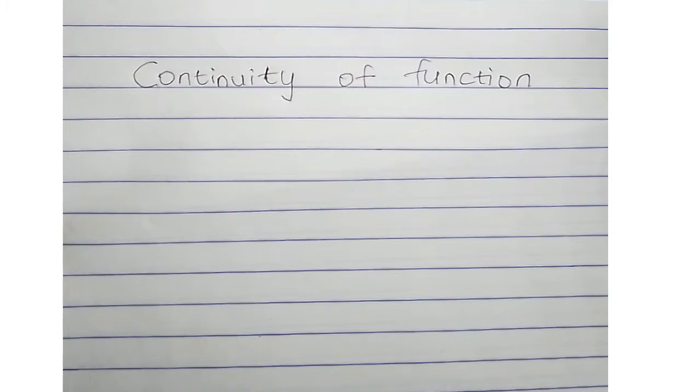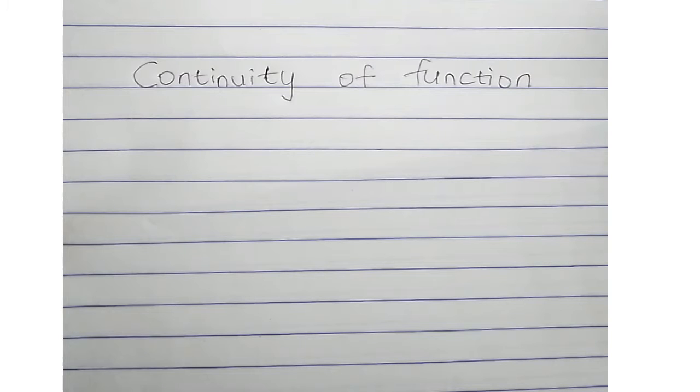In this video we are going to talk about the continuity of a function. A function is said to be continuous at a point A if and only if three conditions are satisfied. For a function to be continuous, three conditions need to be satisfied.